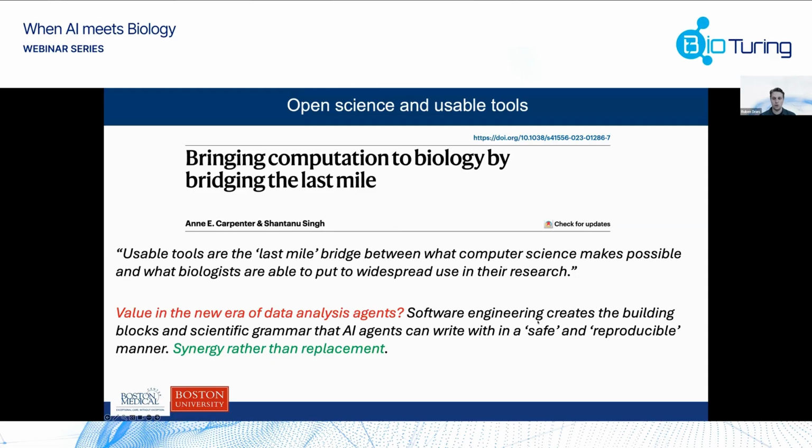I think what we can do is create the building blocks and some of the scientific grammar where AI can play with and even extend it. But we can do it in a safe and reproducible manner, which is sometimes an issue when working or relying too much on these agents by themselves.